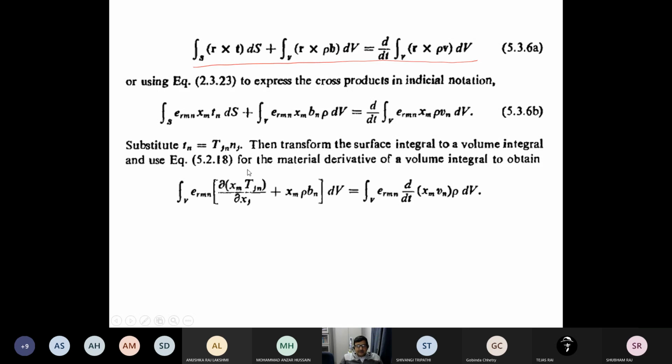So this becomes what? In terms of Cauchy stress, this becomes the divergence of T, and that divergence of T is written like this. So epsilon Rmn, this part comes out to be like this. Whereas epsilon Rmn, if you take out, this part comes out to be xm rho Bn, and then you have dV. Whereas in this situation, d/dt I take inside. So epsilon Rmn, correct? d/dt of xm rho Vn. So this becomes the summary of my angular momentum balance.